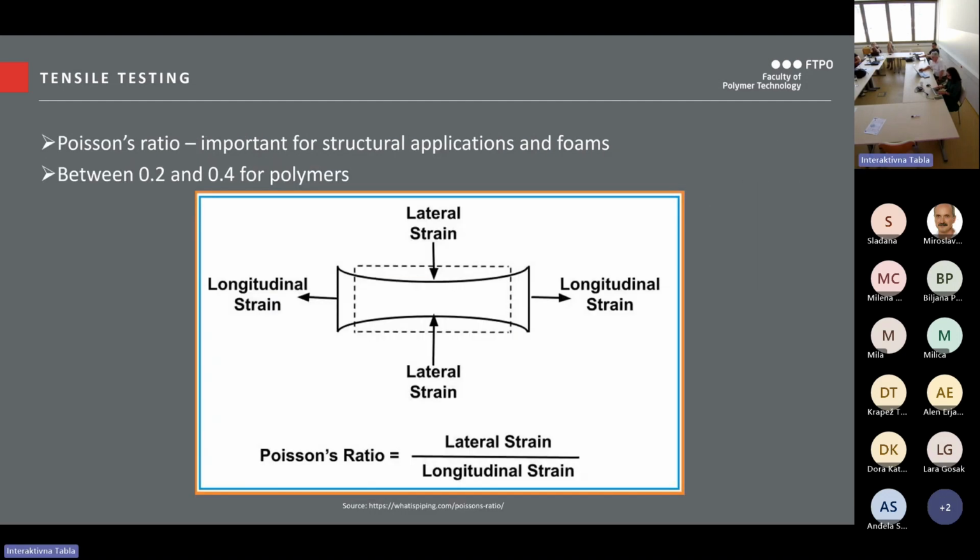With tensile test, we can also measure Poisson's ratio. It's a very important quantity, especially in structural applications and for foams. For polymers, it's between 0.2 and 0.4. The usual value is around 0.3. And it's a ratio between the lateral strain and the longitudinal strain.